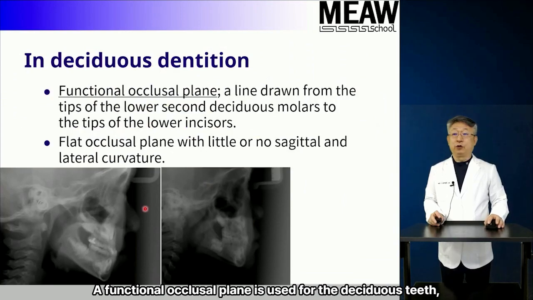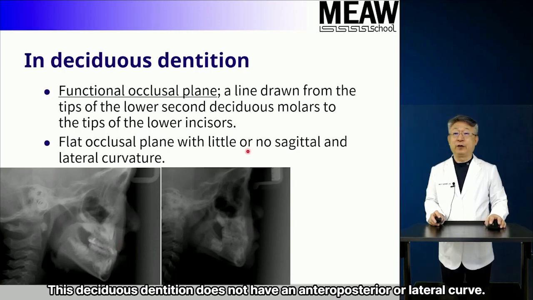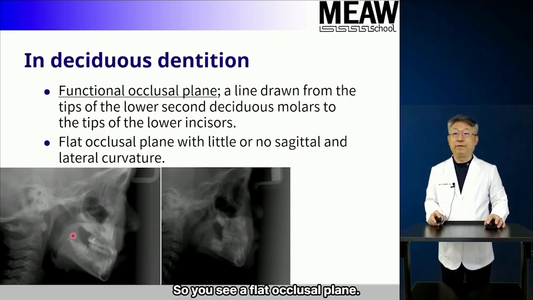A functional occlusal plane is used for the deciduous teeth, which is the line connecting the cusp tip of the mandibular primary second molar to the incisal tip of the primary mandibular incisor. This deciduous dentition does not have an anteroposterior or lateral curve, so you see a flat occlusal plane.